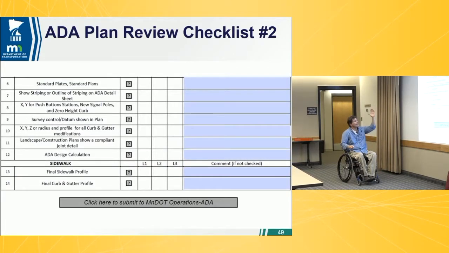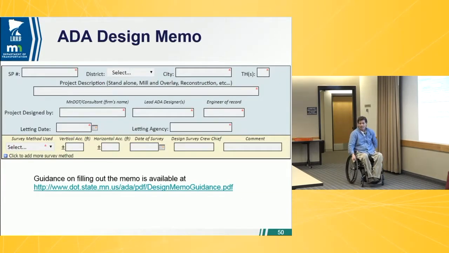Got your standard plates, your striping, your XYZs for your push buttons, again for your curb and gutter as you needed. Landscape details, that's important, that's what we're talking about. Make sure those meet requirements and those are submitted in for review, along with your calcs and your sidewalk profiles, your curb and gutter profiles. So then we're ready to turn the plan in, submitting the project down to 6th floor.